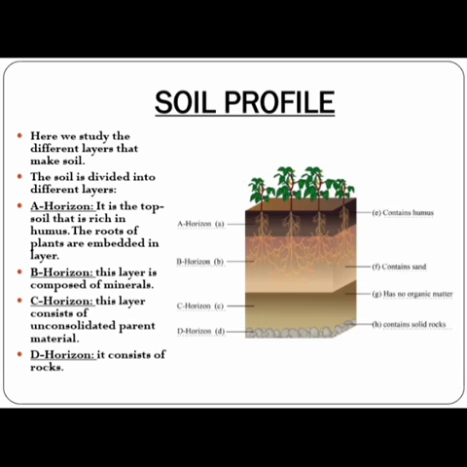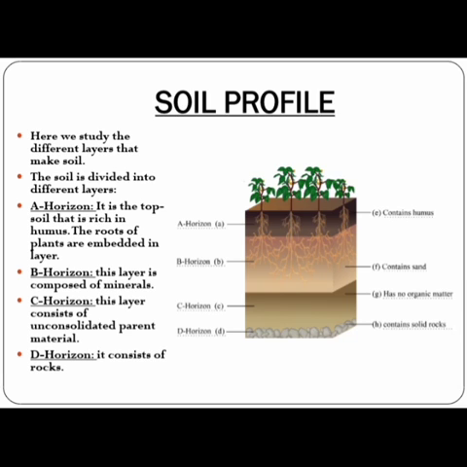Coming to soil profile, this also you already learnt in previous classes, right? You can see the soil profile, you can observe the picture. We are going to study the different layers which make up soil. Actually the soil is divided into different layers, that is A horizon, B horizon, C horizon and D horizon. What do you mean by A, B, C, D? These are all the different layers which are named as horizons.